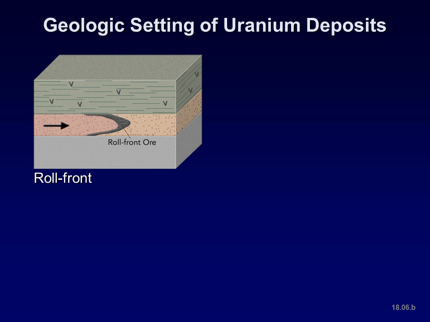For the roll front, you get an arcuate or irregular boundary between two types of groundwater. The groundwater flowing in from the left side is uranium rich. It hits another body of groundwater that is not, and you get uranium deposited along that contact, and so that's called the roll front.